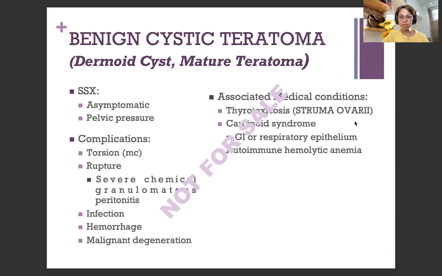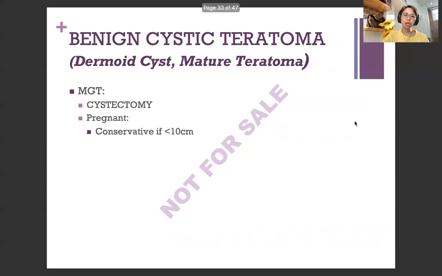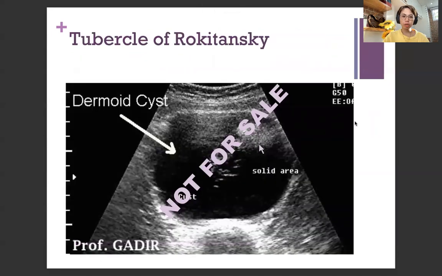Okay, carcinoid syndrome, GI or respiratory epithelium, autoimmune hemolytic anemia. These are associated medical conditions. Okay, cystectomy. Usually these are reproductive age, so we really just do cystectomy as much as possible. Conservative, if less than 10 cm. Among pregnant patients, we just have to make sure that there is no ongoing complication. Okay, we have also to look into the tubercle of Rokitansky.